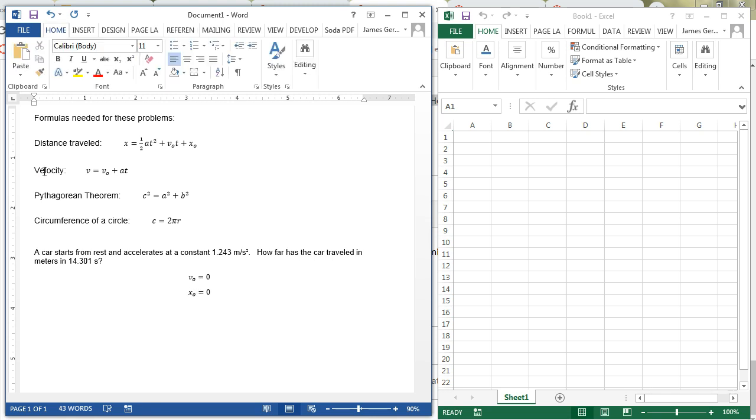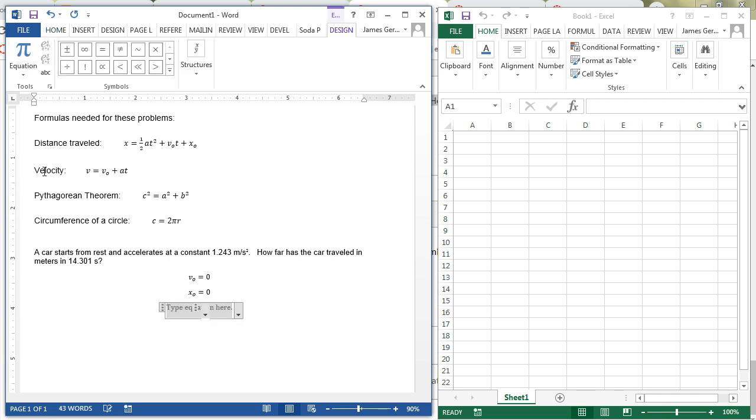All right, so we have initial velocity is 0, and the initial position is 0. What does that make the first equation? The first equation is going to be x, the position, equals 1/2 of the acceleration times time squared plus 0 times time, which is going to end up being 0, plus 0. So at the end of the day, this is 1/2 the acceleration times time squared.